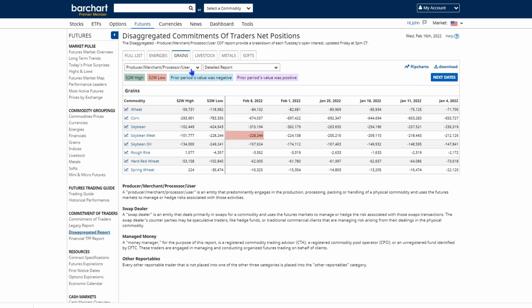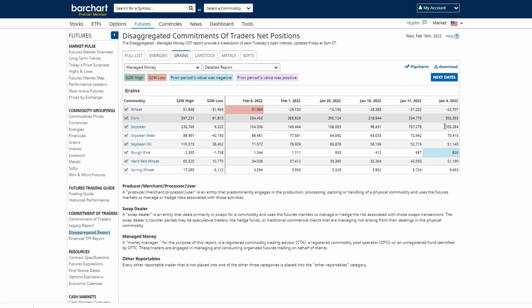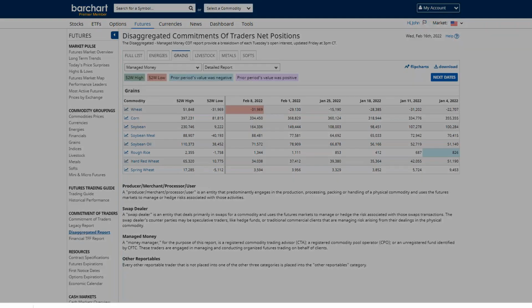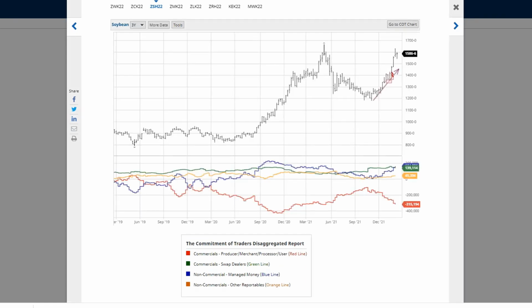Probably. If I look at my speculators in soybeans, notice that their open interest position has been a positive number. In other words, they're long and they have been increasing their position as well. A sign of a strengthening trend. And here we see on our disaggregated report that rising open interest, both on the long side by our blue line, our speculators, and rising short interest by our commercials, is a sign of a strengthening trend.